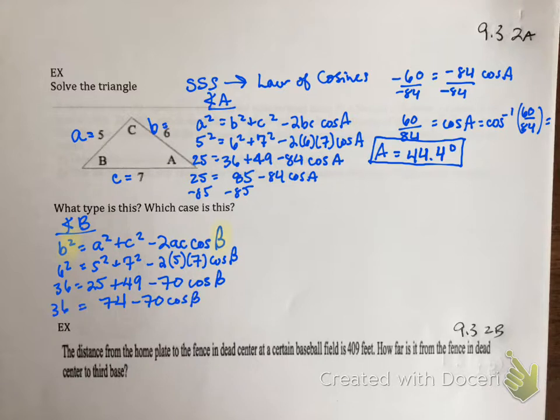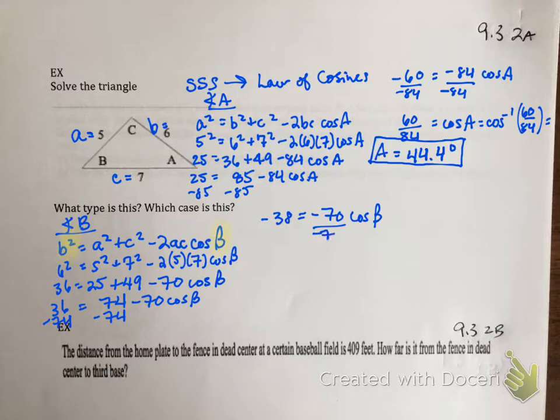Now I'm going to divide both sides. Excuse me, I'm not going to do that. I'm going to subtract 74 from both sides first. So when I subtract 74 from both sides, I get negative 38 equals negative 70 cosine of angle B.